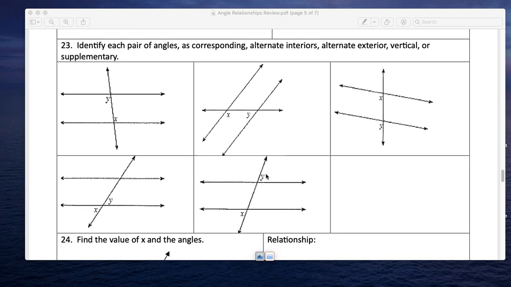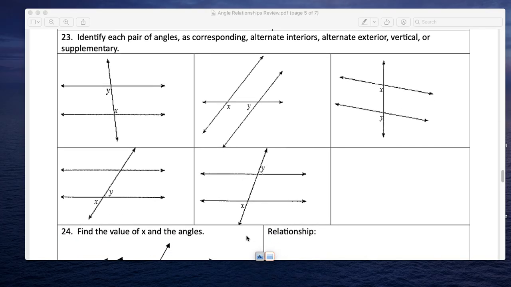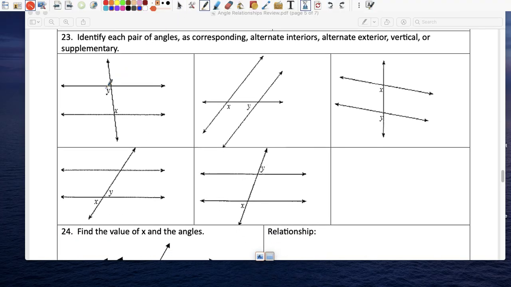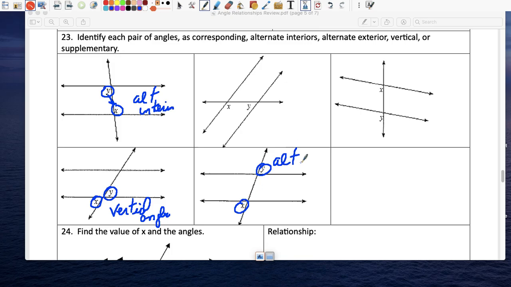Identify each pair of angles. Okay, so these two, now they're inside, they're between the parallel lines, they're alternate, so these are the alternate interior. These two vertical angles. I think that's always everyone's favorites. These two, well, they're outside the parallel lines and they're diagonal from each other, so this makes them the alternate exterior. They're equal to each other.